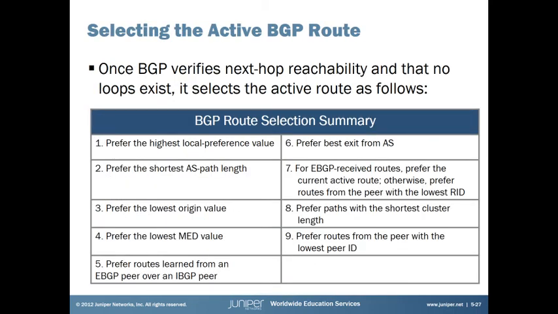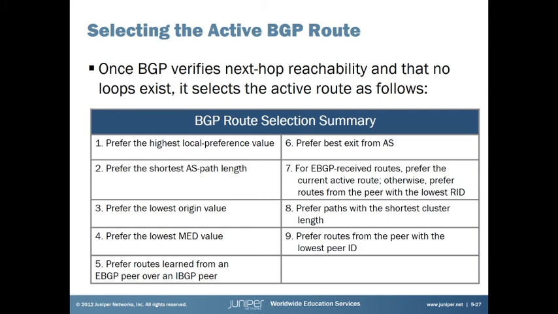Okay, so they were the attributes. Let's look at how the active route gets selected. So once BGP verifies next hop reachability and that no loops exist, it selects the active route as follows. Number one, prefer the highest local preference value.